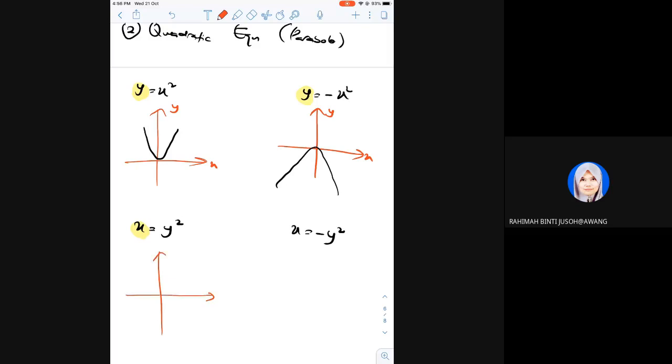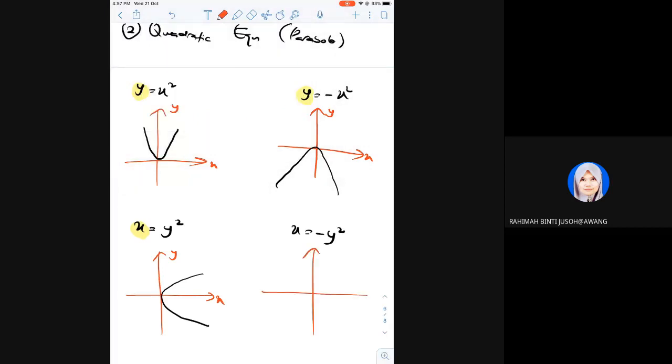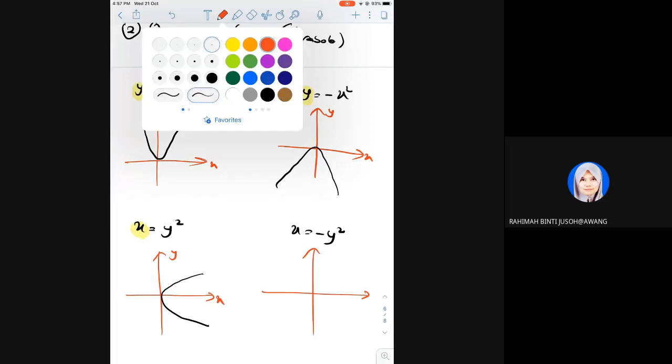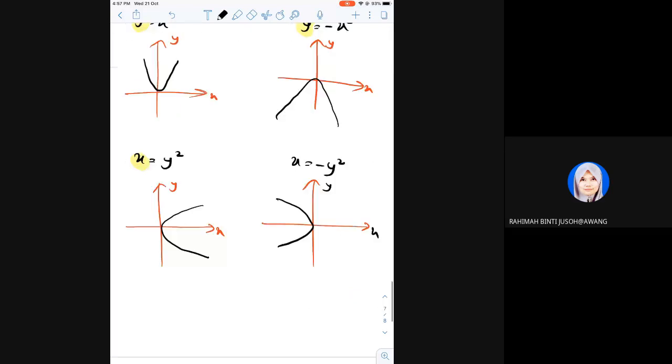Okay, it's very simple guys. If your x is positive, kalau kat sini positif, dia akan menghadap ke arah positif x. Okay, kalau dia negatif, dia akan menghadap ke arah negatif X lah. Ni X, ni Y. Macam tu.